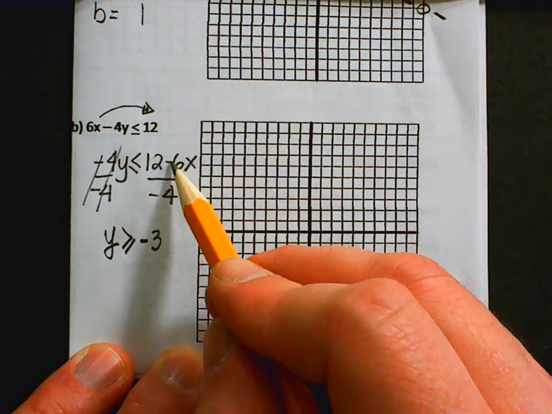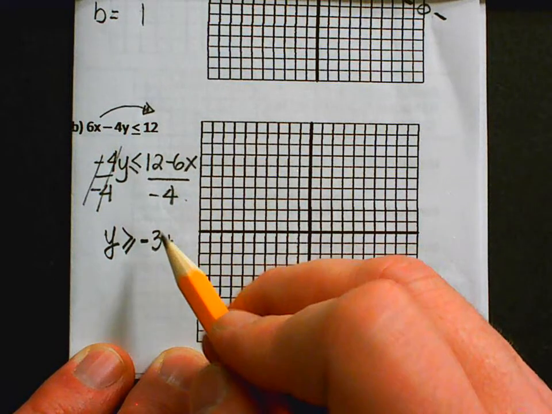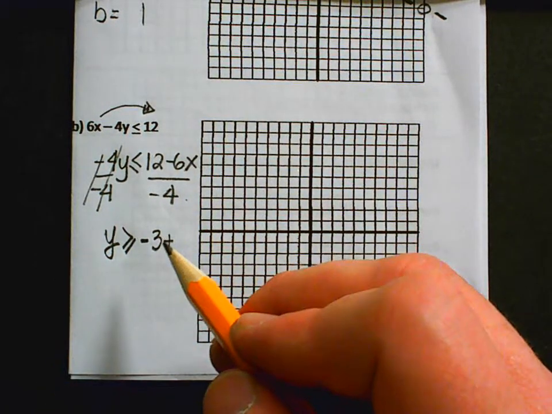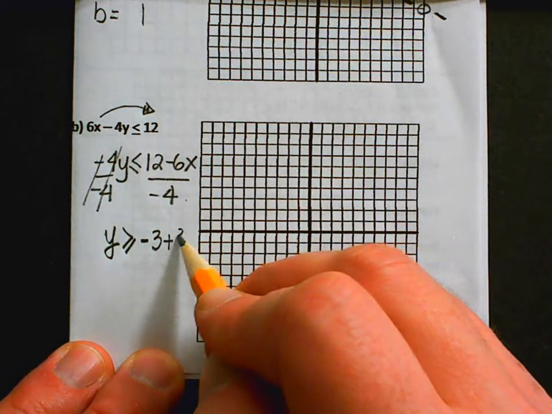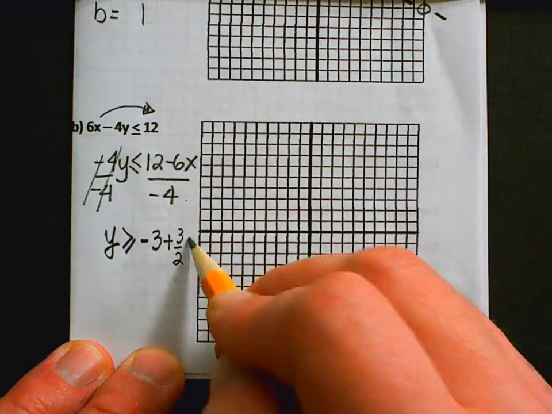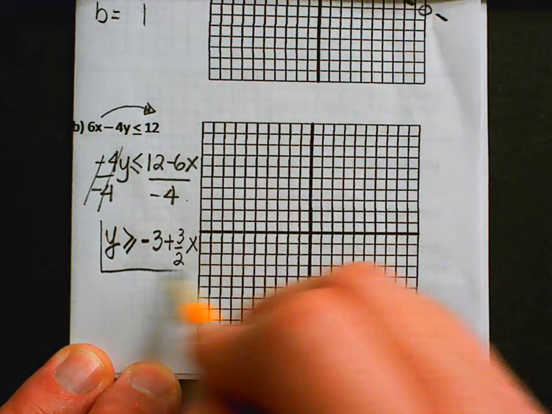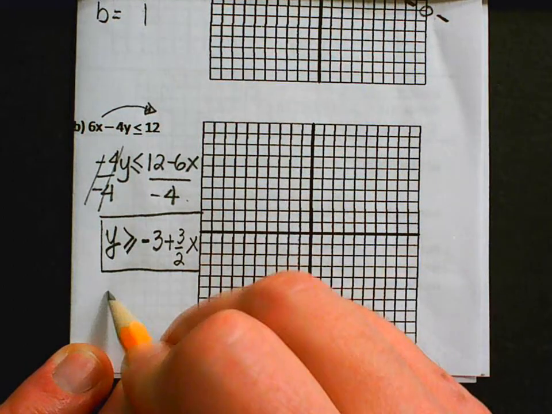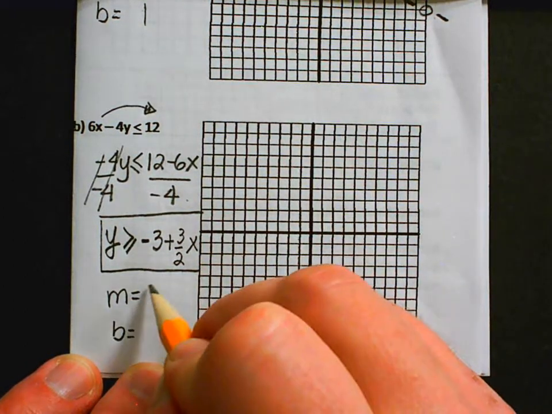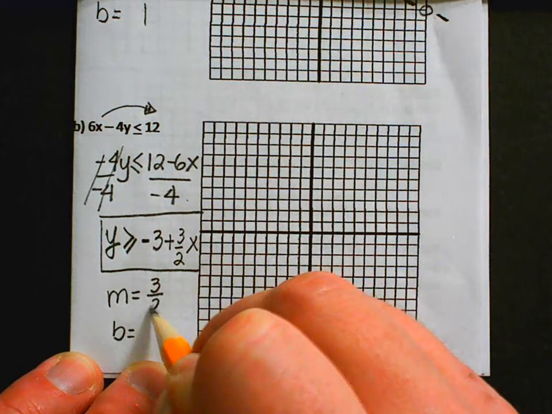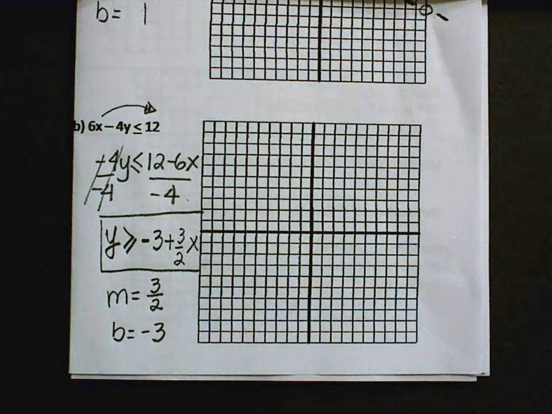Alright, the next one, negative divided by a negative is a positive, and can I reduce 6/4? The answer is yes, I can reduce 6/4. 6/4 becomes 3/2, and we have the x. Very well. Now that I have the y alone, I'm going to identify my m and my b. My m is 3/2, and my b is -3.